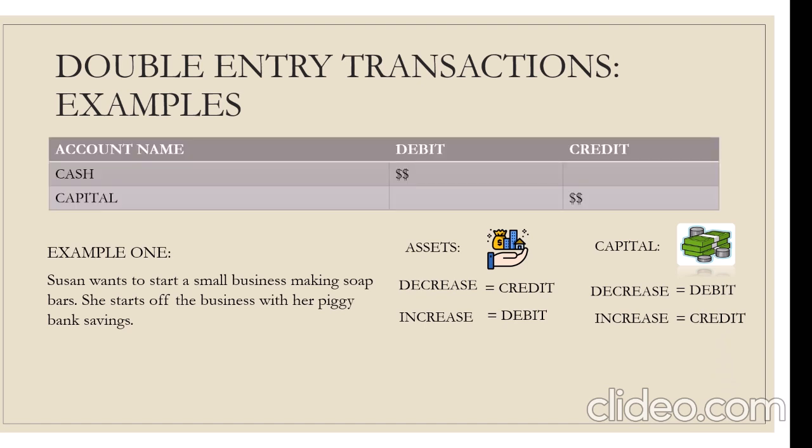Now let's take some observations from the three examples. Did you notice that every debit is always followed by a credit? Good job. That's a general rule of thumb for the double entry system. The yin must have a yang.